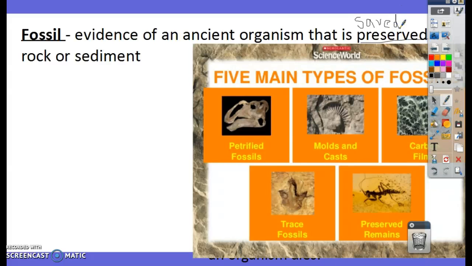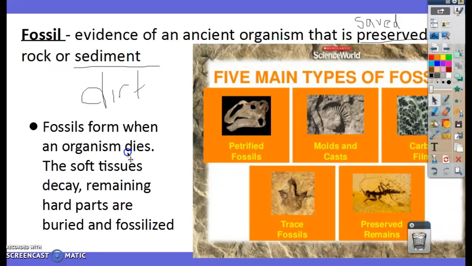When we talk about rocks or sediment, anyone know what sediment is? Sediment is dirt, basically, okay? Dirt or soil. So sediment we can think of as dirt or soil. Fossils form when dirt or soil or rock forms around an organism. You do not need to write the second bullet point down, but it's more information about how fossils form, okay?